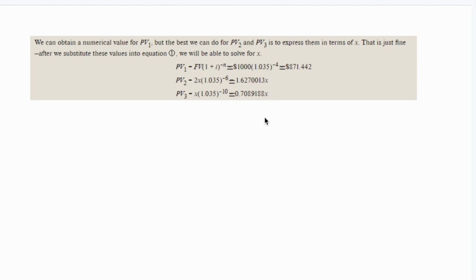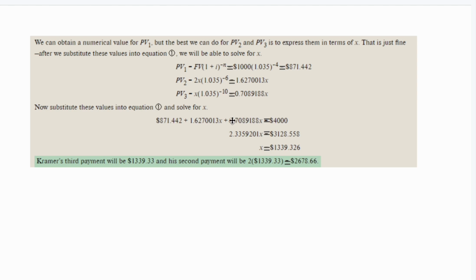So all we need to do then really is to add these up. So we take the 871, we take the 1.627, we take the 0.7. These are both values of X. So you can see that plus that equals 4,000. We solve here, we bring the 871 to the other side, which reduces that 4,000 to 3,128. We add these 2 together, that's 2.3359X.